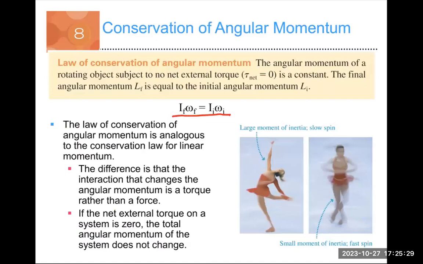You can see this in the example of a figure skater. When she has a large moment of inertia, with her arms extended, she spins slowly. When she pulls them in, she does a faster spin.